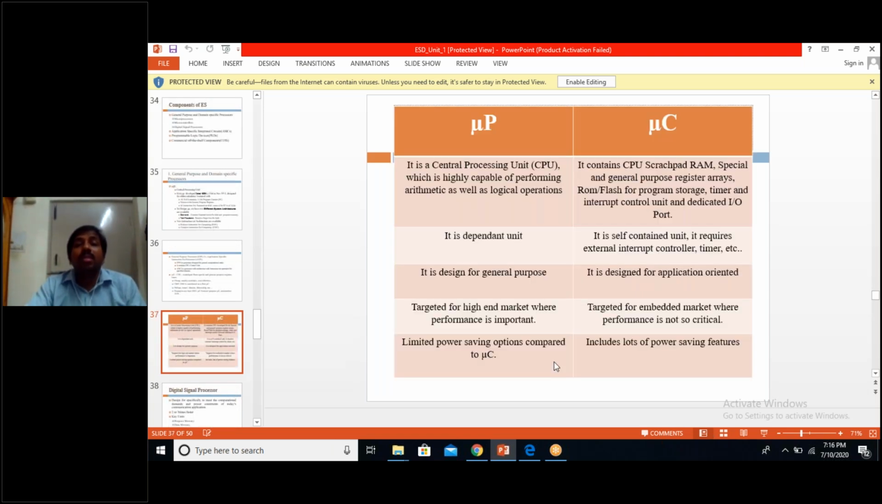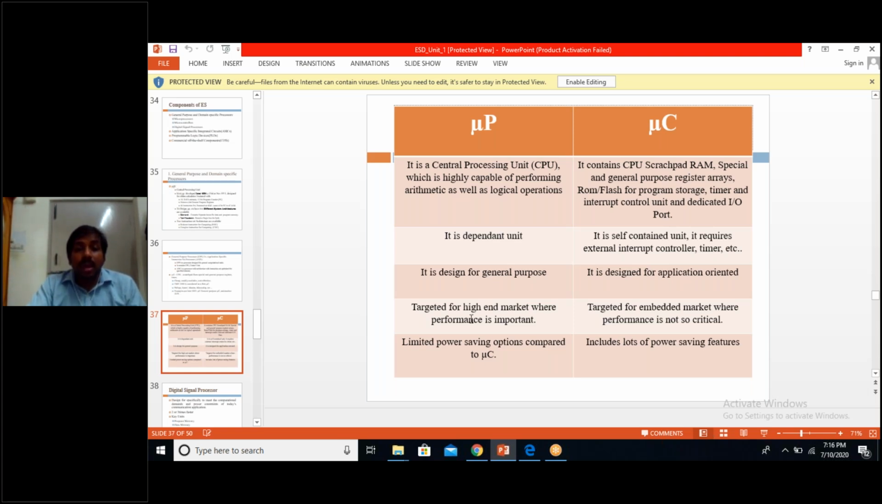So we will differentiate what is a microprocessor and a microcontroller. Microprocessor is nothing but a CPU having an arithmetic and logic unit, whereas a microcontroller is a CPU with a scratchpad, ROM, RAM, and flash memory. It will have an interrupt control unit. It will have timers. Your microprocessor is a dependent unit. Your microcontroller is a self-contained unit. Microprocessor is used for general purpose. Microcontroller is used for application specific.